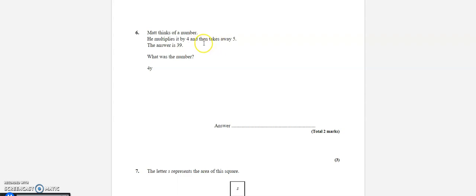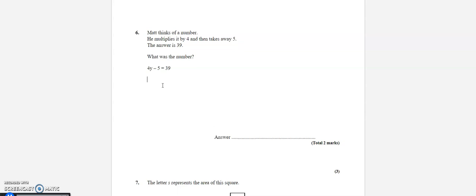The next thing he does is he takes away 5. So we've got 4y minus 5. And he ends up with 39. That is our expression that we can use, or our equation, should I say, to help us find out what this number is. So now what we can do is, similar to the solving video we did, we can just try and isolate y on its own. So at this point, what we can do is we can say, okay, I'm trying to get to y on its own here. So what have I done to get to y on its own?